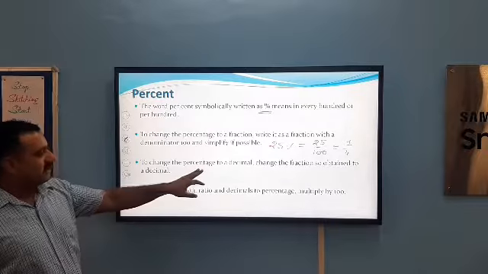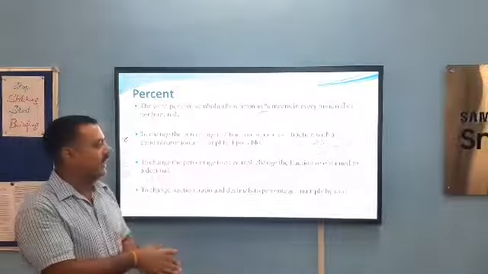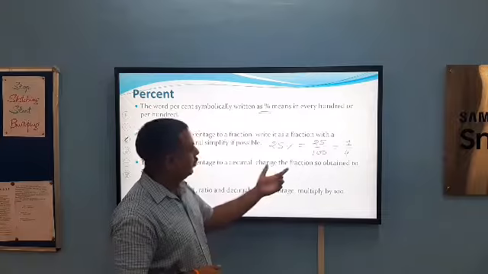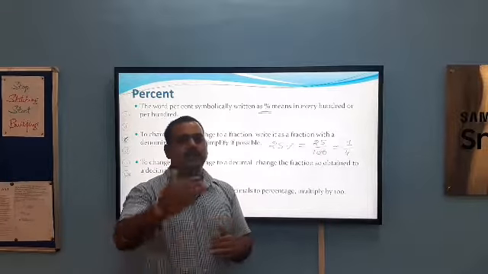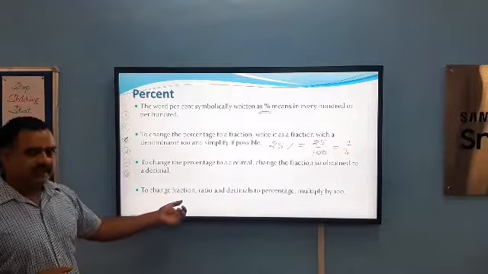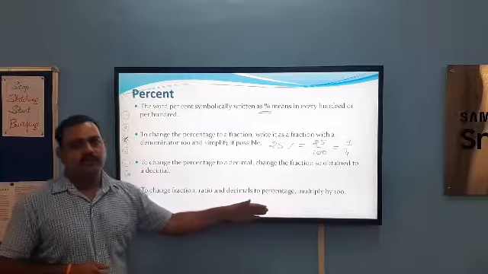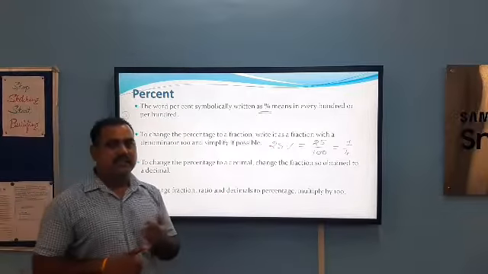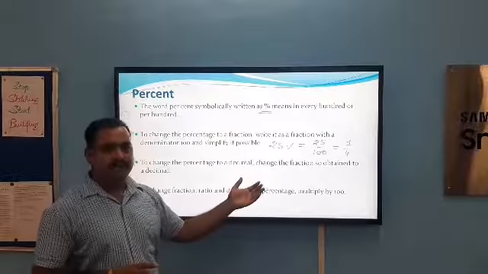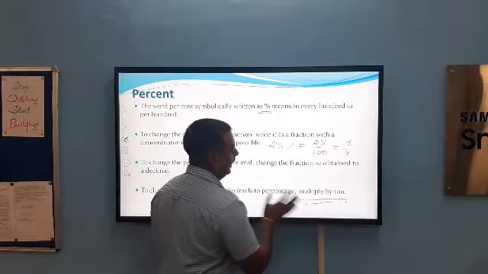Similarly, if we want to change the percent to a decimal, first of all we change the percent to a fraction and then simply change the fraction to the decimal. To change a fraction, ratio or decimal into a percentage, we simply multiply it by 100.